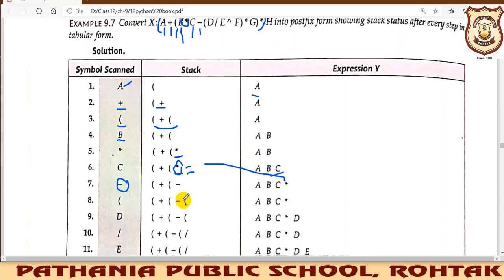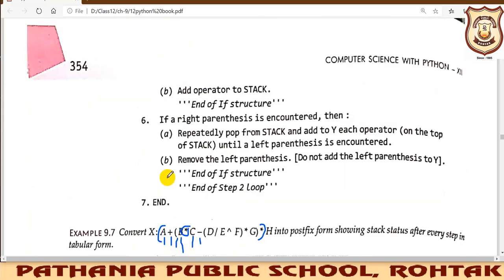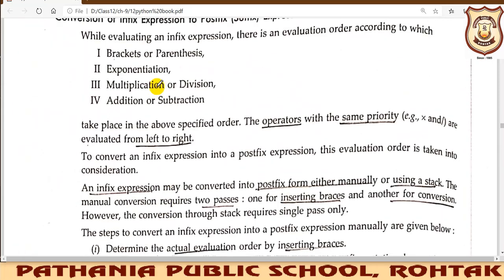I'm repeating again: if the operator you are trying to put in the stack has another operator already lying before it which is of greater importance than the new operator, then that operator will be shifted to the expression. We know the rules for which has the most precedence. We have already seen it. Brackets and parentheses are given the most importance, then the exponential sign, then multiplication and division, and the last precedence is for subtraction and addition.